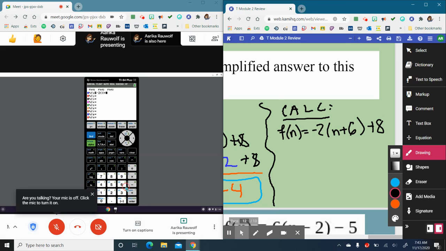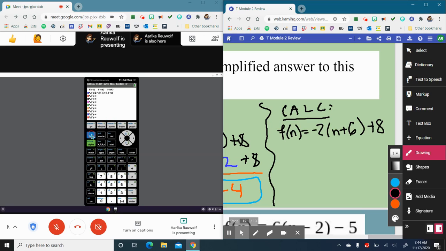Variables are interchangeable. We can switch them out like pants, right? You can wear a couple of different pairs of pants. Then we have +6, parentheses, plus 8. Double check that the equation you typed matches the equation on my screen, and it does.